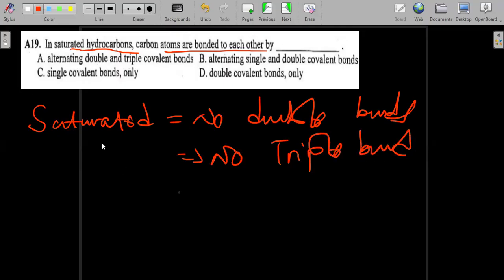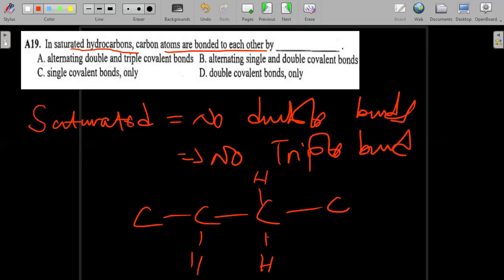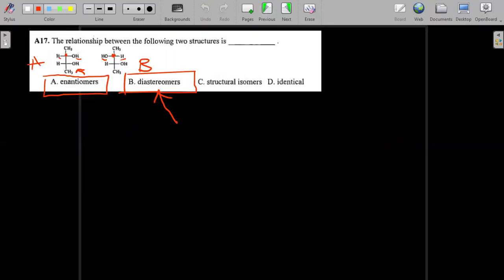Okay, so it means the bonds in this hydrocarbon will just be one to one, just single bonds. So carbon single bonded to carbon, just like that. Then you have the rest of them as hydrogen, since it's a hydrocarbon. So what are these bonds here called? The ones that are single like that, they're just called single covalent bonds. So we are going to go on our answers, then we are going to pick C. All right, so that is question number 19.